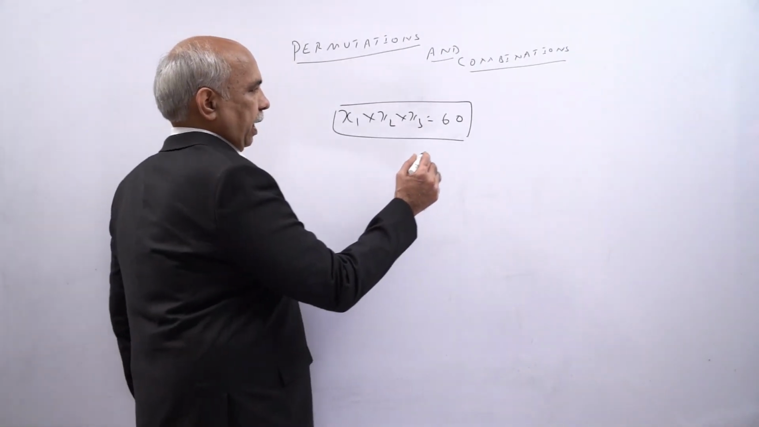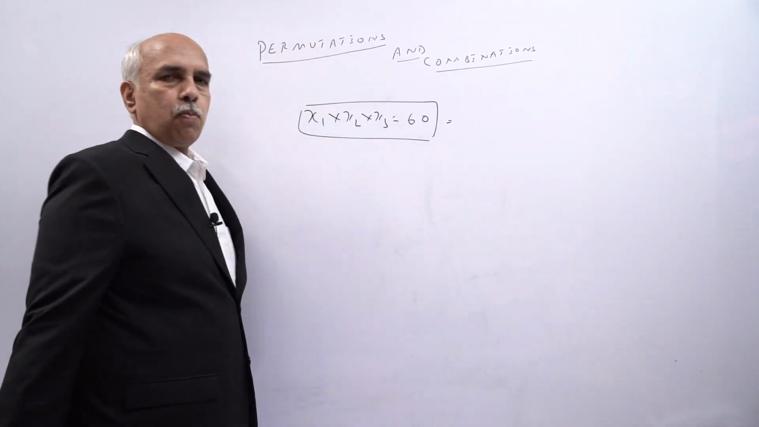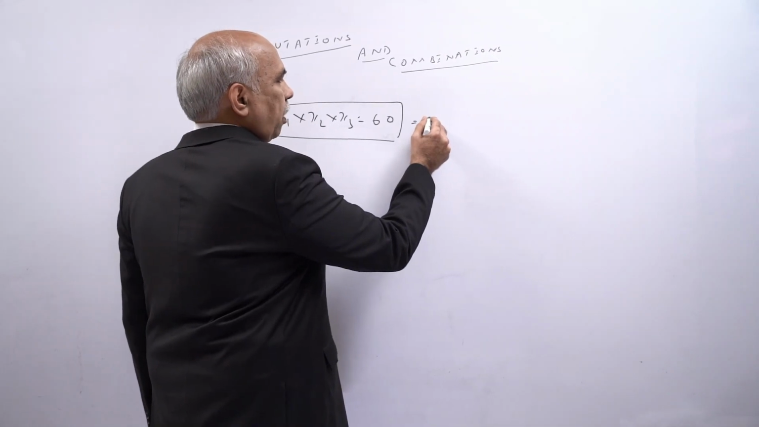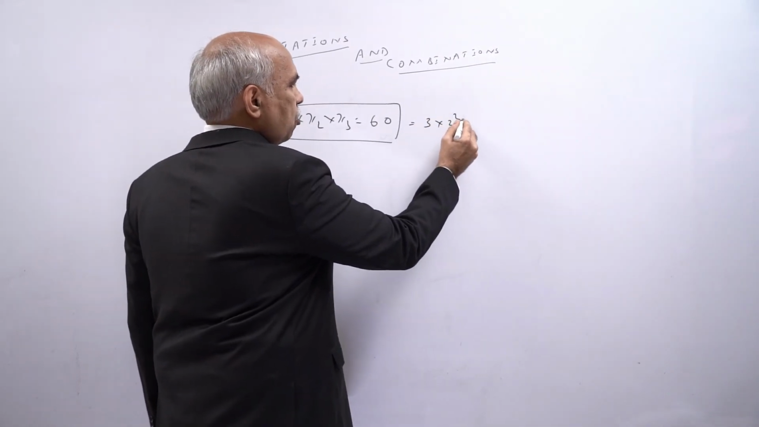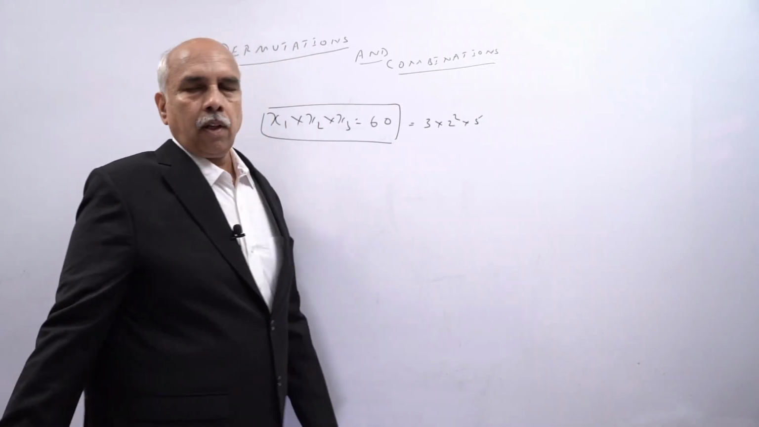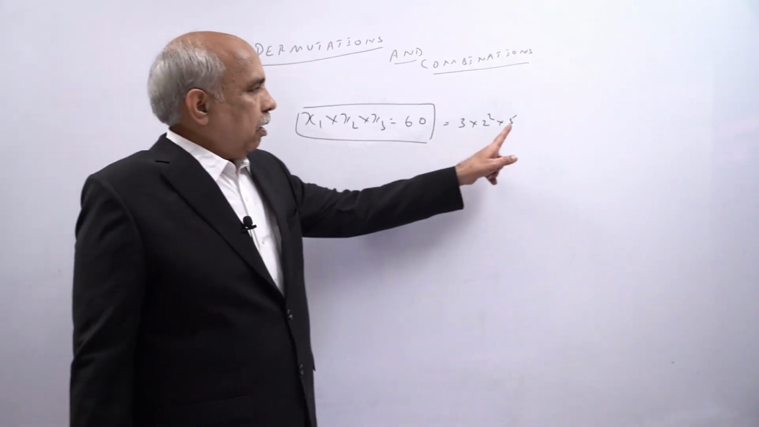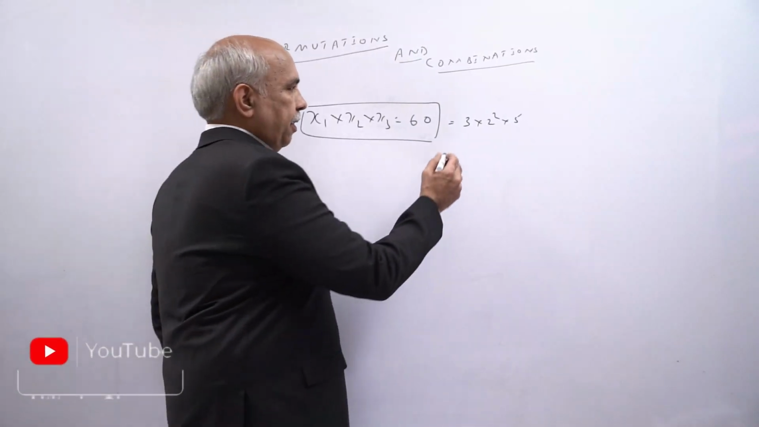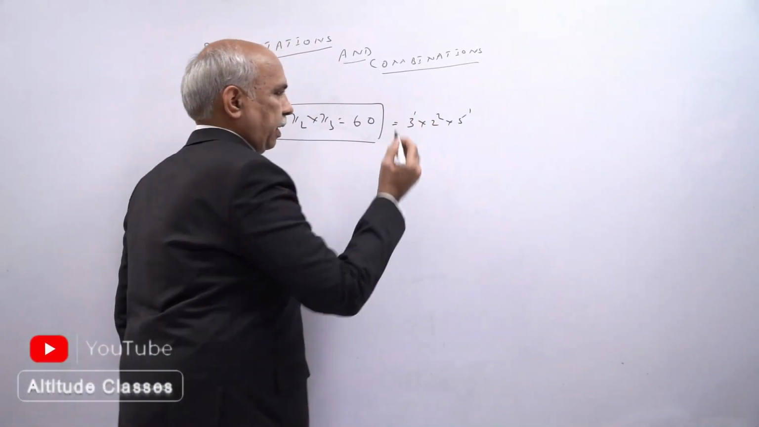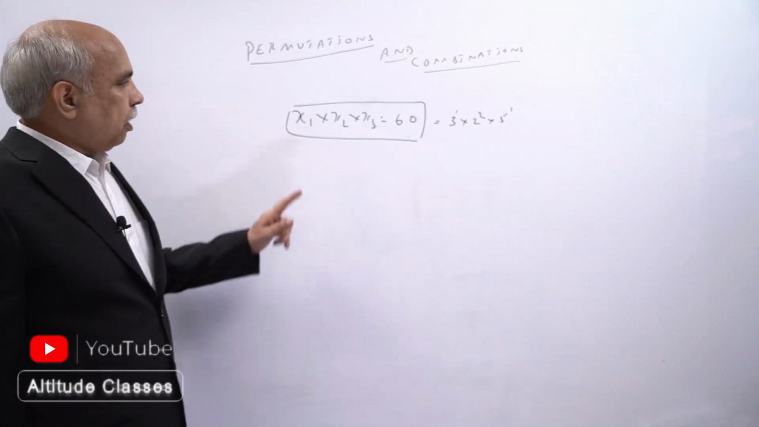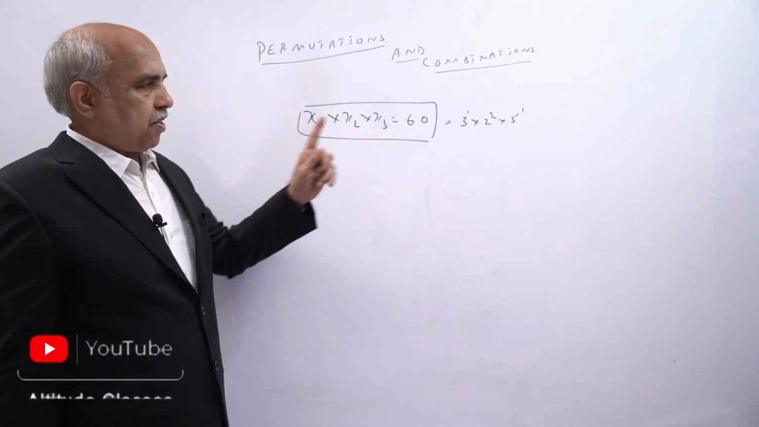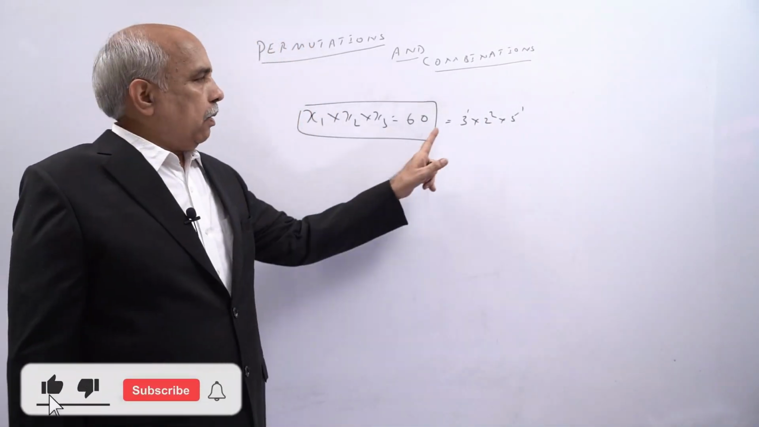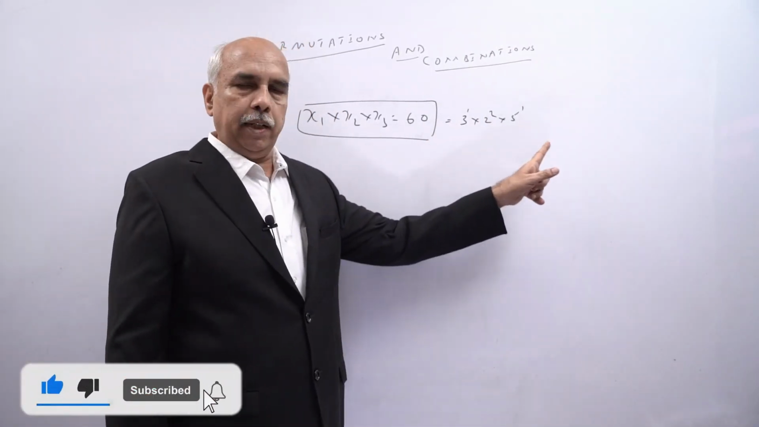Whatever we have on the right hand side, we try to split into factors. Say for example, 15 into 4, or 3 into 2 square into 5. Now 3 into 5 is 15, 15 into 4 is 60. So this is the question now, where the power is 1 and so on. Now x1 into x2 into x3 is equal to 60. If I split it into prime factors, it will come out as 3 into 2 square into 5.